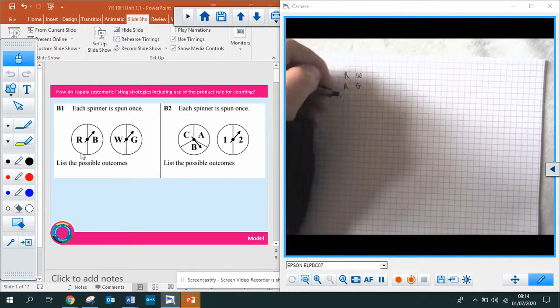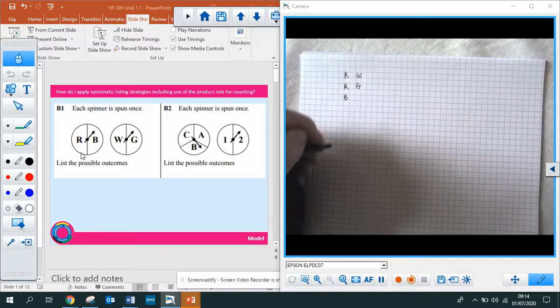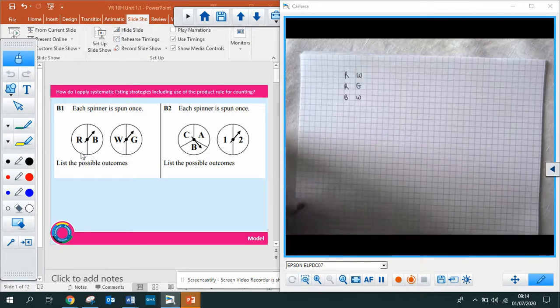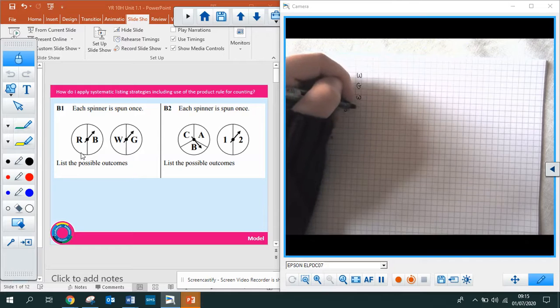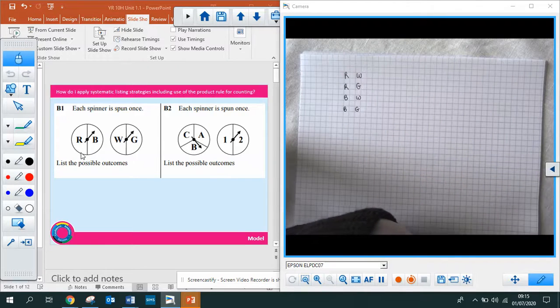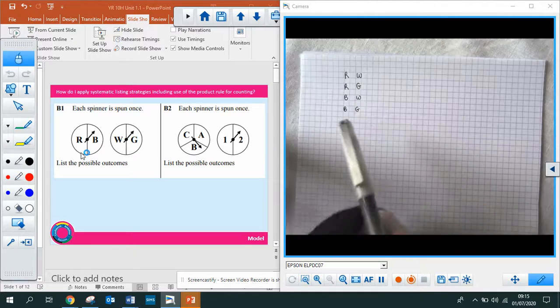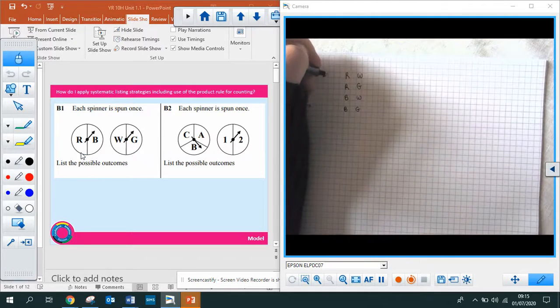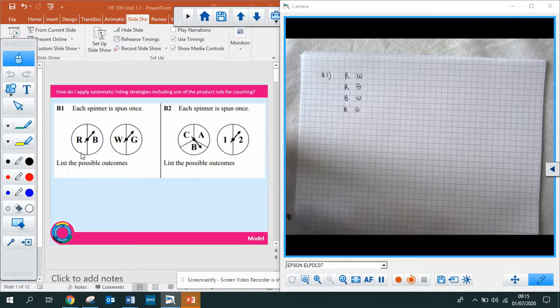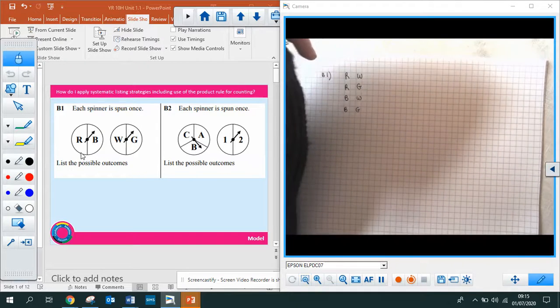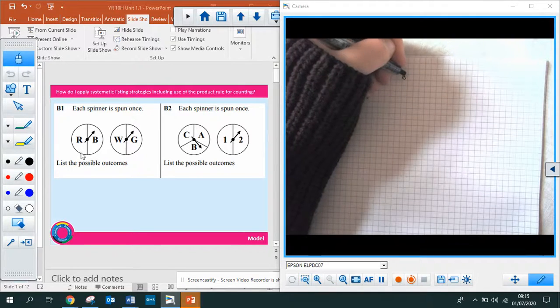Okay, and then I could have also had B in the first spinner, and therefore W in the second, or B on the first spinner and G on the second. Okay, that's all the possible outcomes if I spun those spinners. What could I get when I did that? Okay. On the second one, it's got each spinner is spun once, list all the possible outcomes.